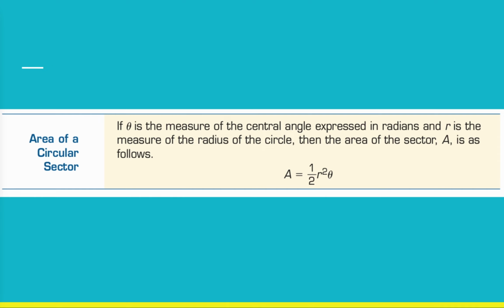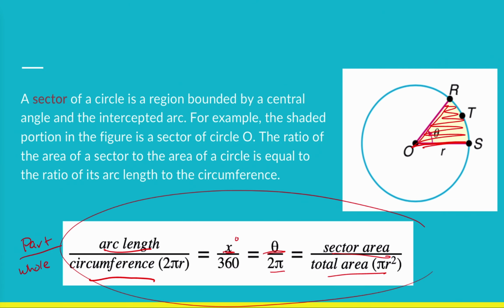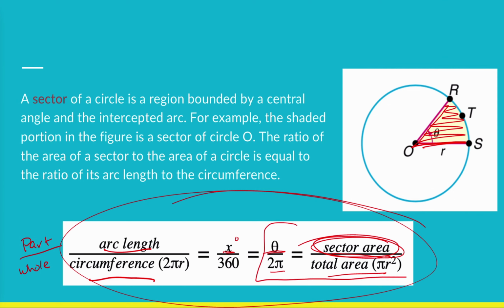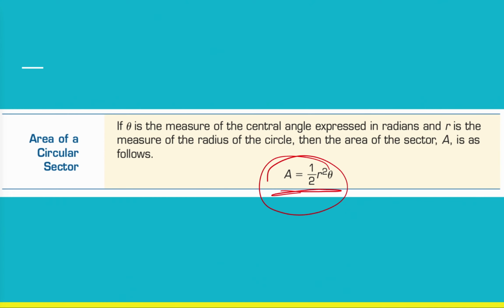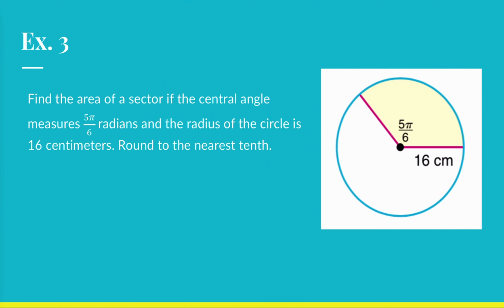If theta is the measure of the central angle expressed in radians, and r is the measure of the radius of the circle, the area of the sector A is as follows. A equals 1/2 r squared theta. You get this by rearranging this formula. This is kind of the big formula, and if you solve this part for the sector area, you're going to get 1/2 r squared theta for A. Again, theta needs to be in radians, so if it's in degrees, you need to convert it to radians first.